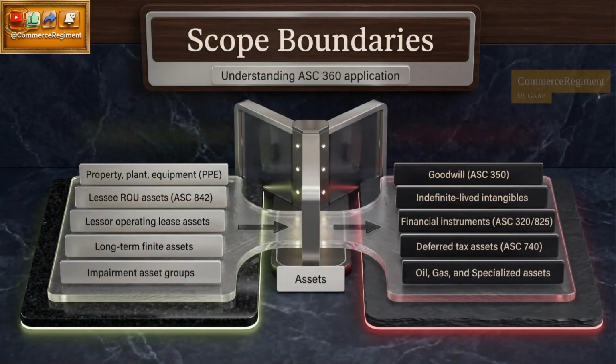Scope matters because ASC 360 does not cover every asset that looks important or long term. The impairment and disposal guidance applies broadly to long lived operating assets, including lessee right of use assets and lessor operating lease assets. But goodwill follows ASC 350. Indefinite lived intangible assets have their own model. Financial instruments are outside this model, and deferred tax assets follow ASC 740. This is why good accountants do not jump straight into measurement. First, they ask, am I even in the right standard?